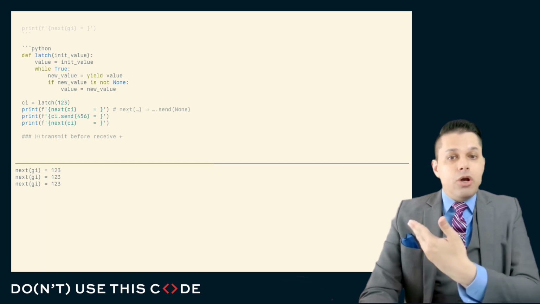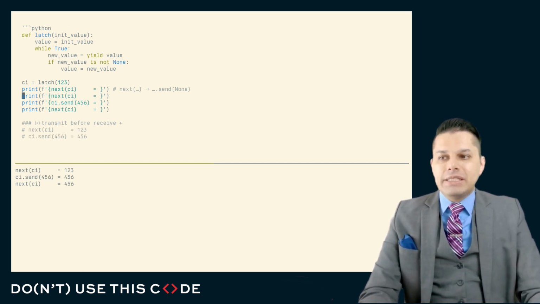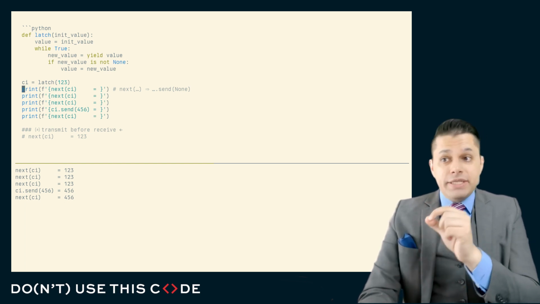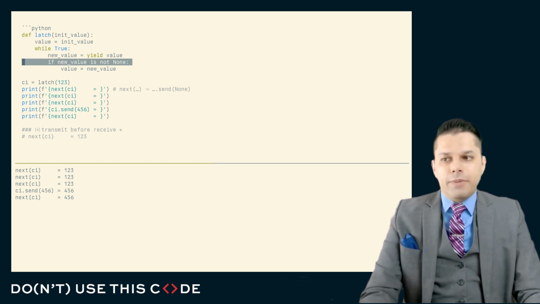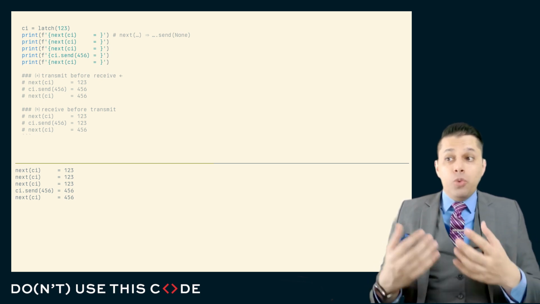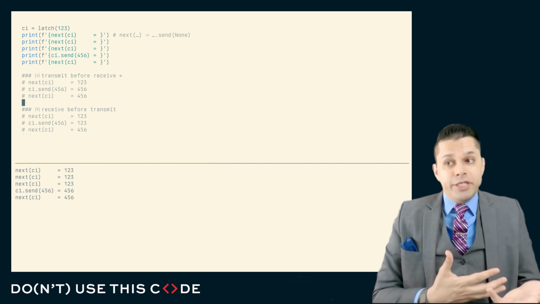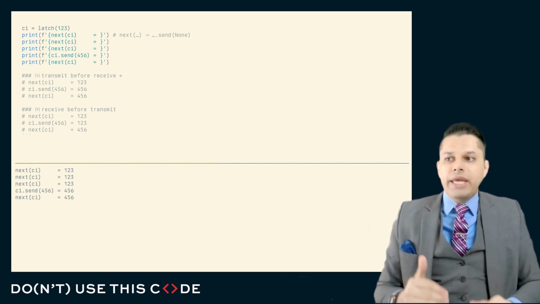We have this thing called latch, where we loop over a value until you decide to latch in a new value. Remember that next call is the same thing as sending in None. That's why we have this guard clause right here. Well, we can think that there are two choices for how we could structure this. We could transmit a value before we receive the value, or we could receive a value before we transmit a value. And the difference here would show up as following in the output.